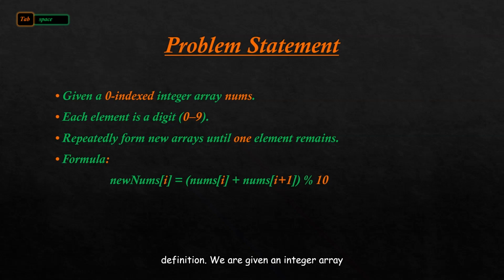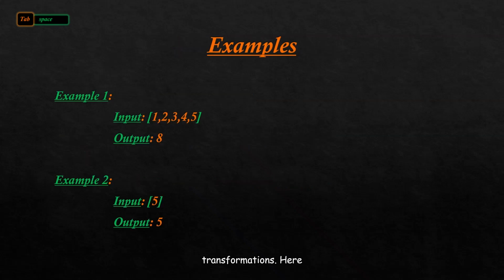We are given an integer array where each element is a digit between 0 and 9. We repeatedly transform this array until only a single element remains. In each transformation, the new element at position i is defined as the sum of nums[i] and nums[i+1], taken modulo 10. Our goal is to return the last remaining number after these transformations.